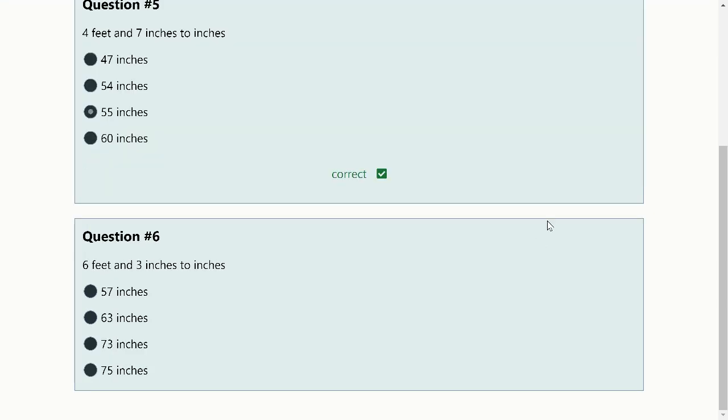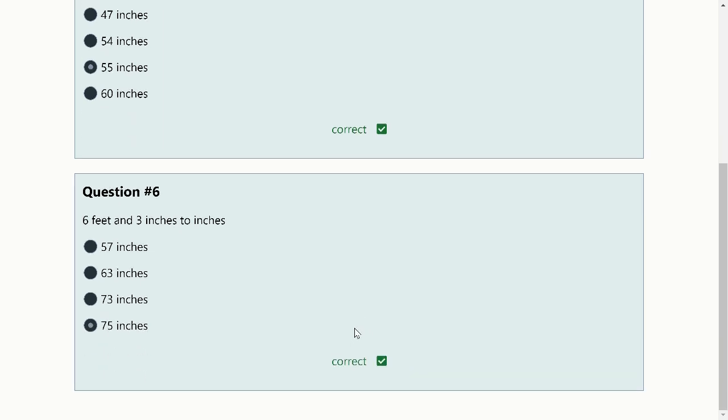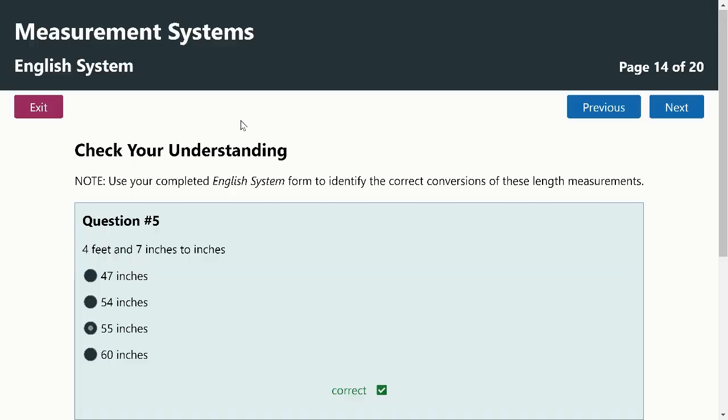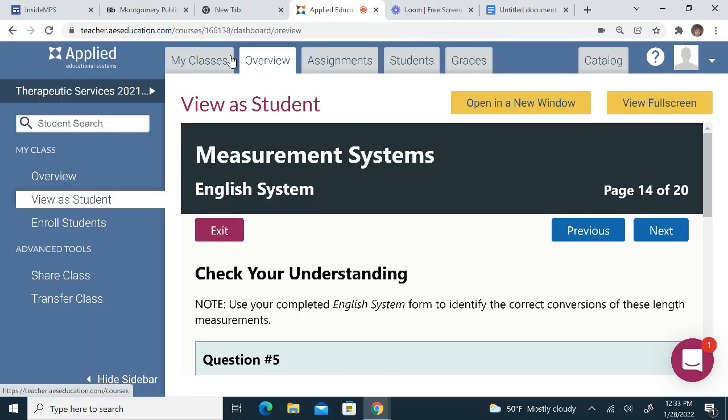All right, so next example, 6 feet and 3 inches to inches. 75. Right. What did I do wrong? All right, 6 feet and 3 inches. Let's go back. You got it right?